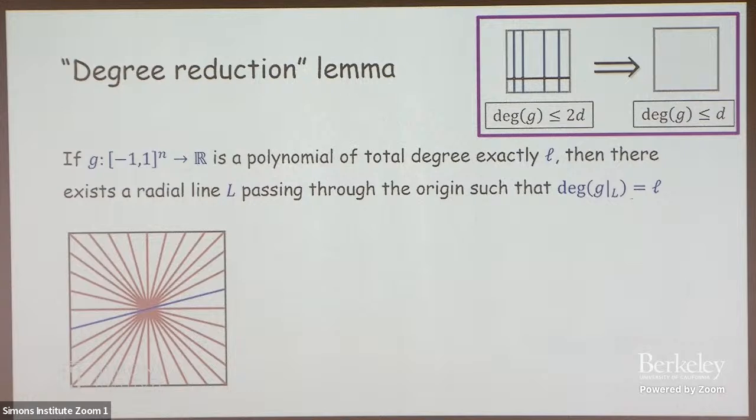Okay, we can think even about the multivariate cube. If we have some function of degree exactly L, meaning that an L monomial appears, then there exists some radial line that has exactly the same degree. So now just use our assumption, all the univariate lines are degree d, and we get that the multivariate polynomial is also degree d. So we are done, we are happy.